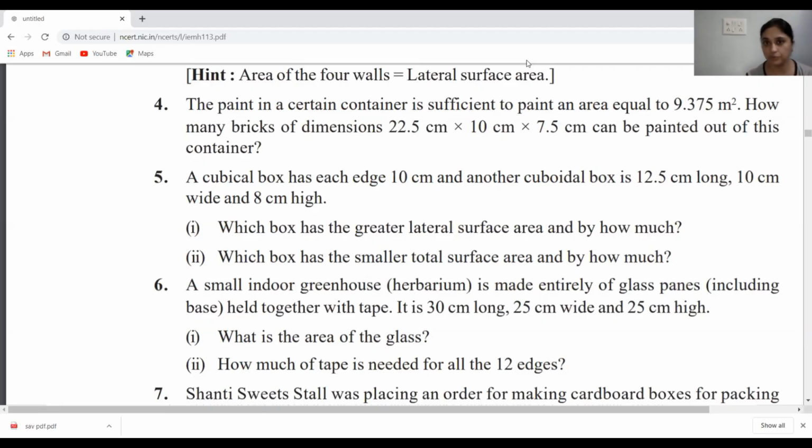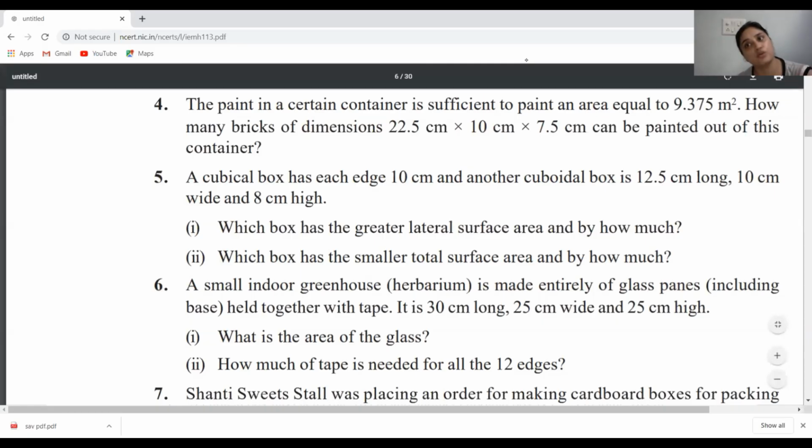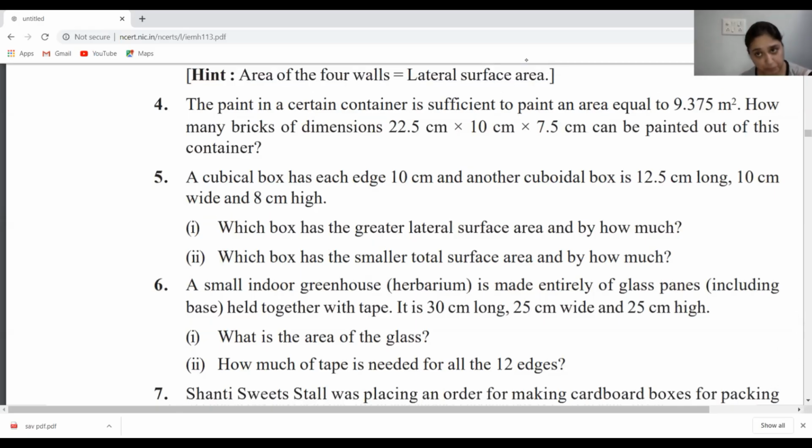We are given the dimensions of the brick and how many bricks can be painted with this area. So what are we going to do? We are going to find the surface area of the brick. We have to paint the whole brick, and the brick is in a cuboidal shape, so we are going to consider all the faces of the brick. So we will work upon the total surface area of the bricks. After calculating it, we are going to divide the bigger quantity by the smaller quantity to get the number of bricks that can be painted out of this container. I will show you how to do this question, students.